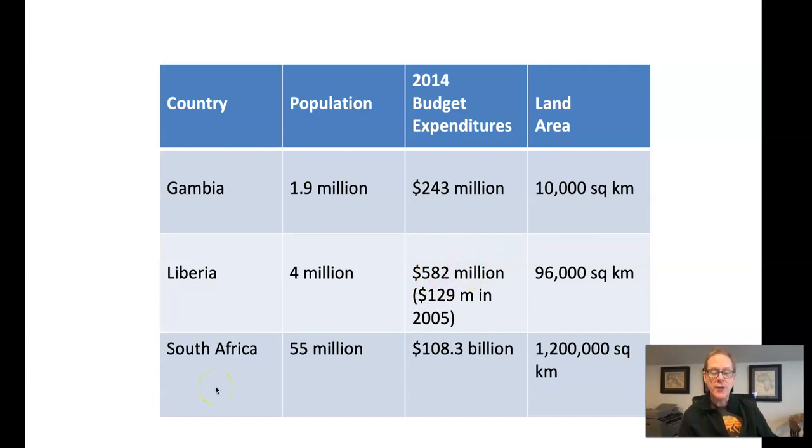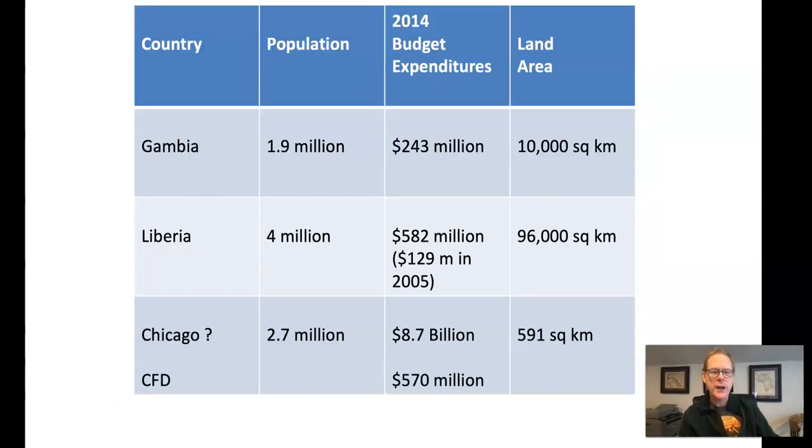Okay. South Africa, which is pretty much the industrial power on the African continent. Nigeria coming up behind, but 55 million people, 108 billion budget expenditure, land area 1.2 million square kilometers. But once again, look at Gambia. 2014 expenditures were 243 million. The one we just looked at, 2018-19, budget expenditures were 339 million. That's the national budget. That's everything, okay? Everything that they spend on.